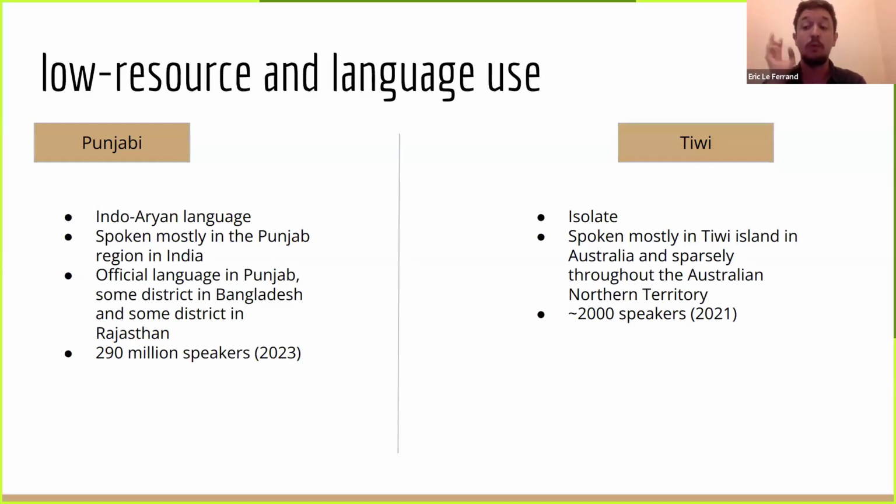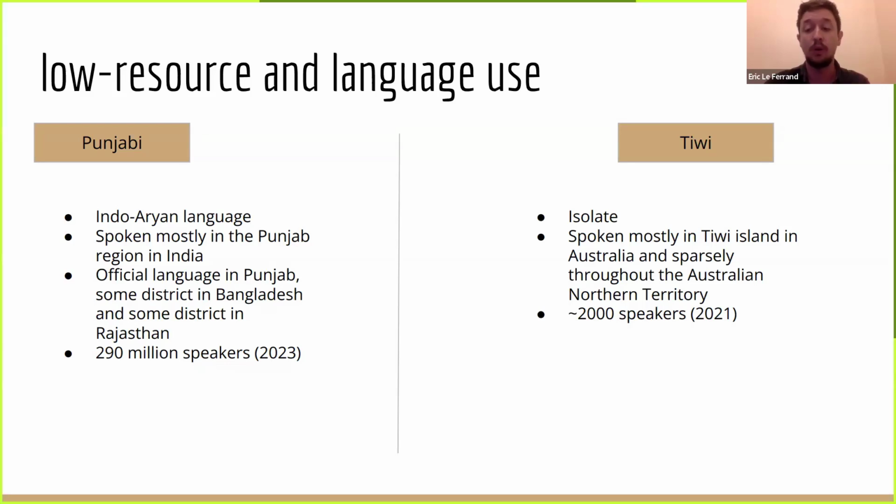These are 2 examples of low-resource languages, Punjabi and Tiwi. Punjabi is an Indo-Aryan language spoken in the Punjab region in India. It is the official language of Punjab, but is also recognized in some districts in Bangladesh or Rajasthan province. Punjabi has about 290 million speakers. And on the other side, we have Tiwi. Tiwi is an isolate. It is an Australian Aboriginal language spoken mostly in Tiwi Islands in Northern Australia. It is spoken by roughly 2,000 people.